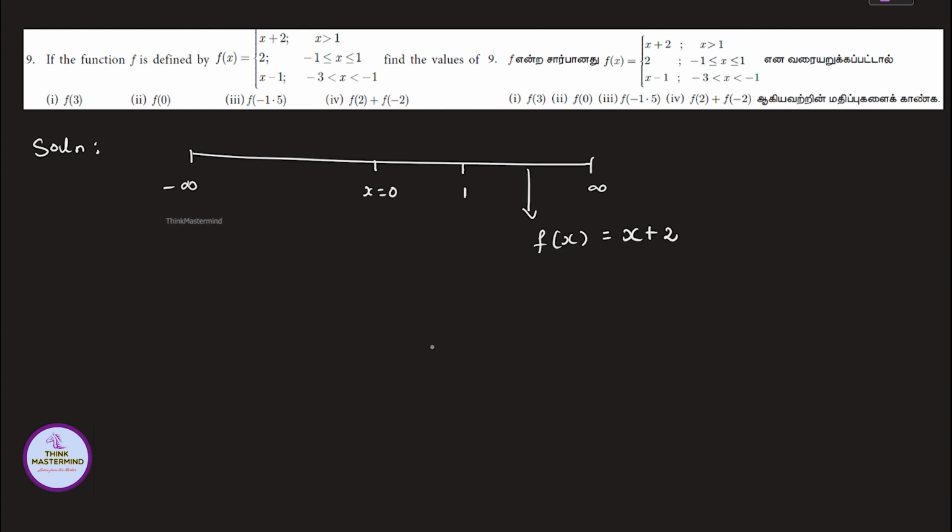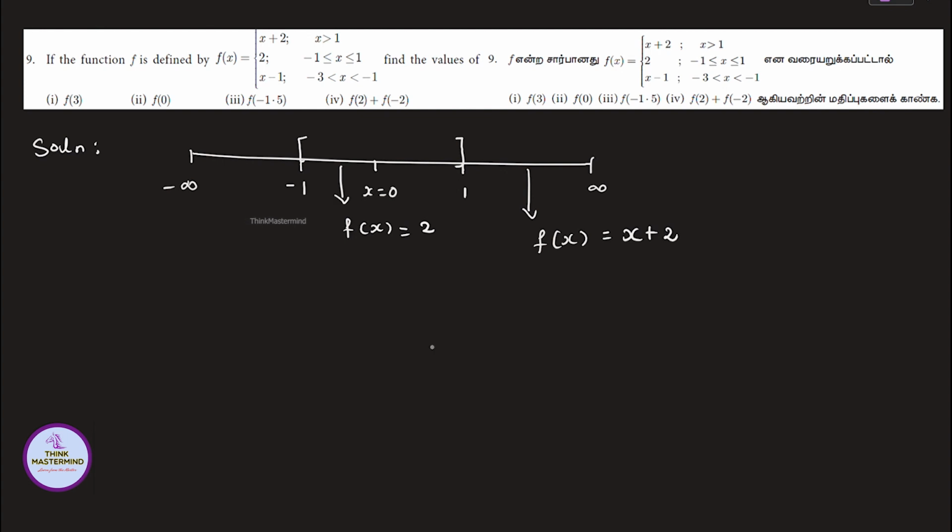Next, the interval minus 1 to plus 1. So you have to check: it is less than or equal to. Both inequalities are less than or equal to. Therefore, you include the minus 1 and plus 1. So from minus 1 to plus 1, the f of x is defined as 2, that is a constant function.